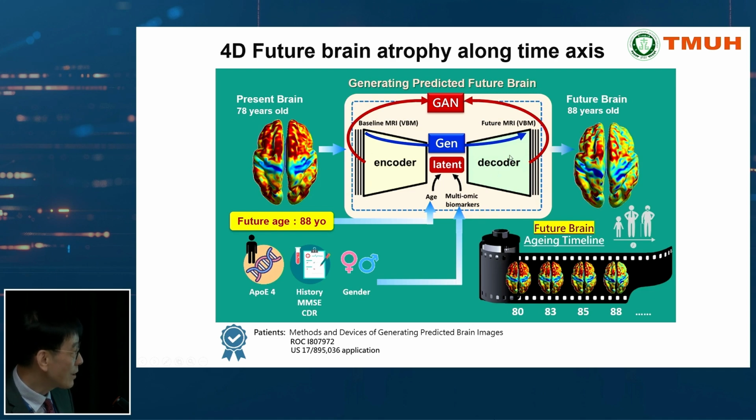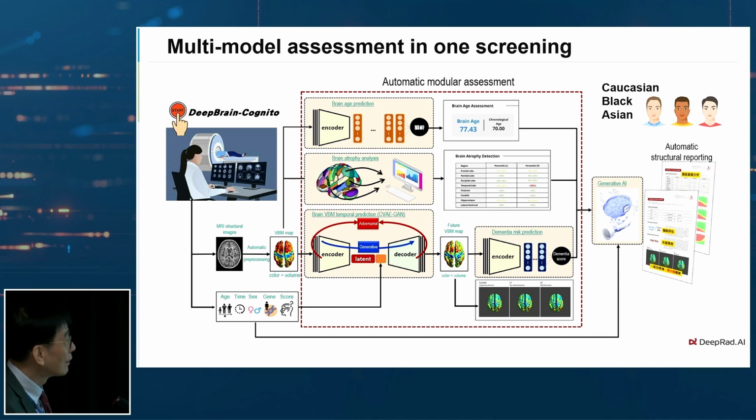So in the training process, we again use adversarial training to enhance the image quality. Then we can predict patients' 3D images from the first year, second year, third year, all the way. That's called 3D like a cinema. Okay, so long story short, Deep Brain Coronado has 3 models.